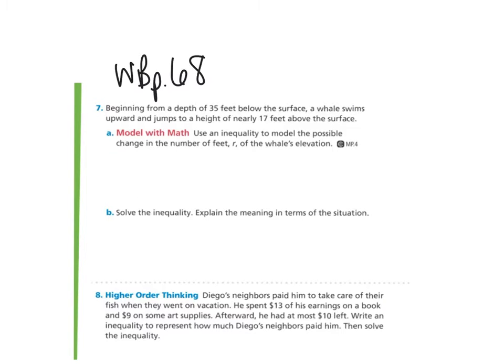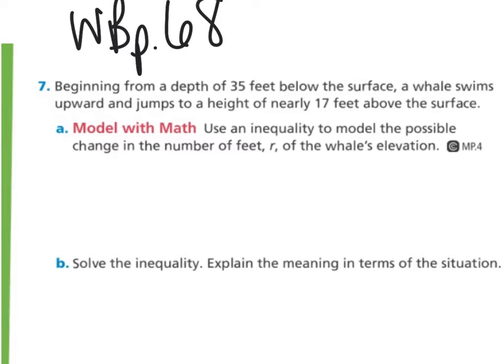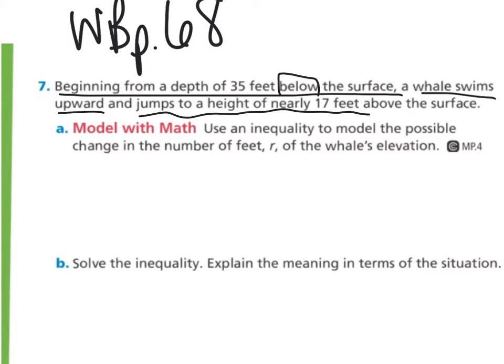Look at a couple of problems on workbook page 68. Number 7. Beginning from a depth of 35 feet below the surface, the whale swims upward and jumps to a height of nearly 17 feet above the surface. So they want us to make an inequality to model this and possible change in the number of feet to the whale's elevation.